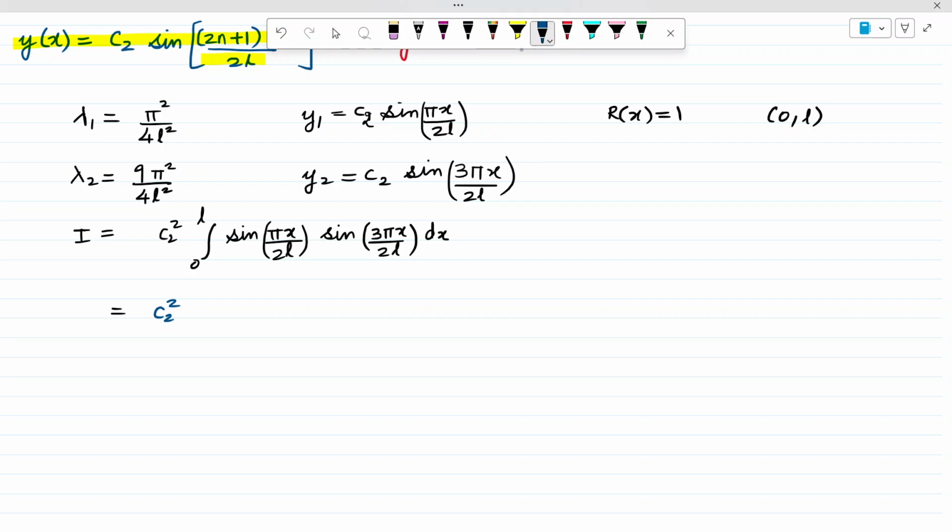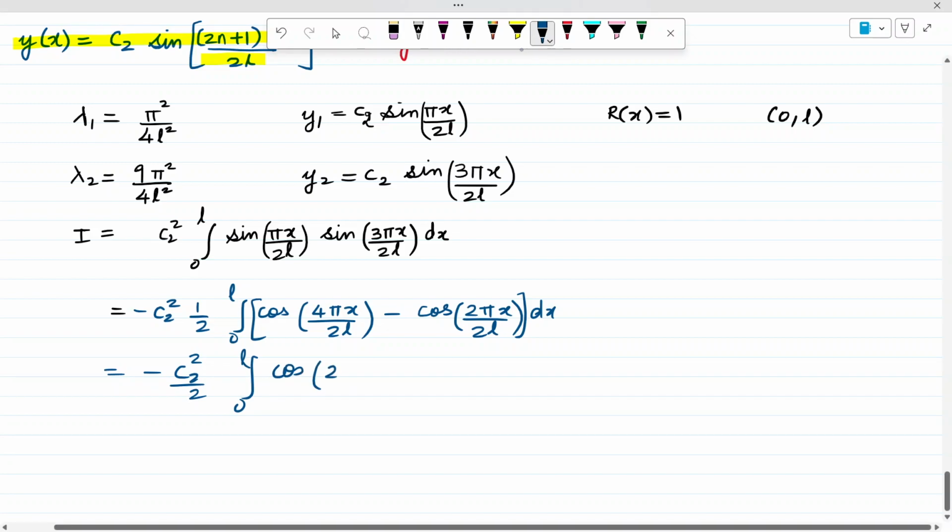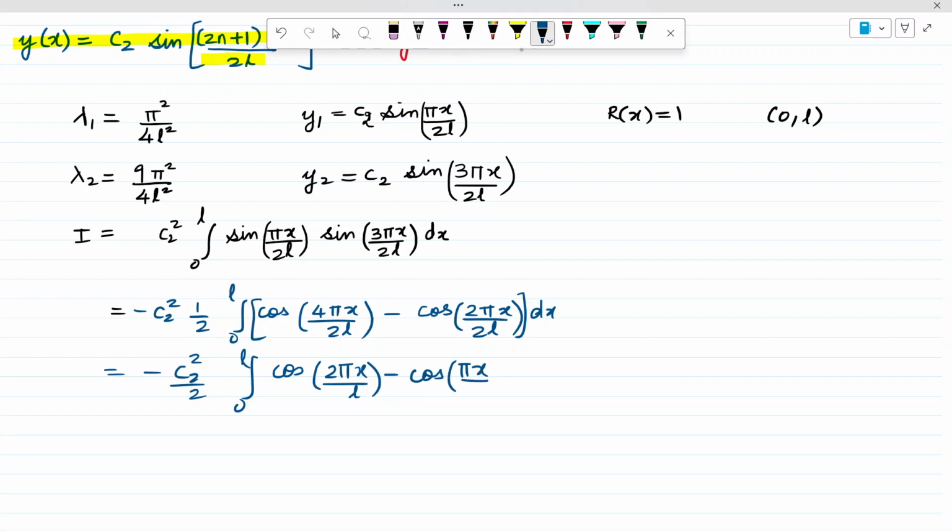I hope there is no delay in the screen now. Is the screen fine? Yes, ma'am. Okay. Integration negative 1 by 2, 0 to l. Sine C into sine D is going to be cos C plus D. So when I add them, I get 4 pi x by 2l, minus, subtraction happens, and in cos the negative sign doesn't matter, it's an even function, so 2 pi x by 2l. Simplifying a little further, c2 squared divided by 2, 0 to l, cos 2 pi x by l and cos pi x by l.